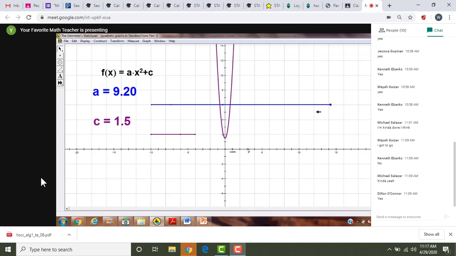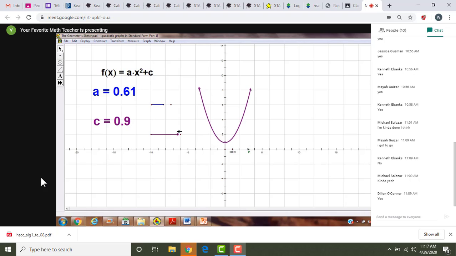All right, so let's take a look at c. So c, you see it's making a shift up and down. So now it's going down because that's at -2.5. If c is -2, the vertex is at -2. If c is -1, the vertex is -1. And then if c is 1, the vertex is 1. We'll make c 8, and the vertex is at 8.